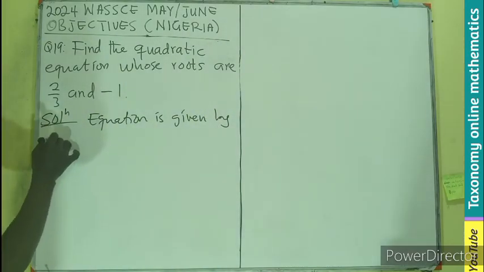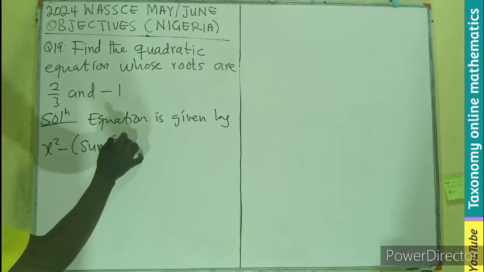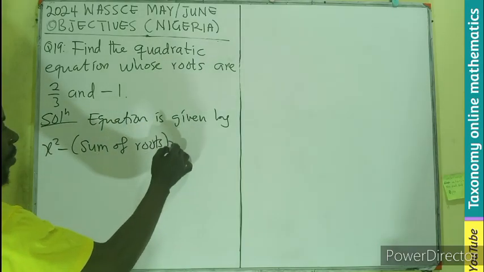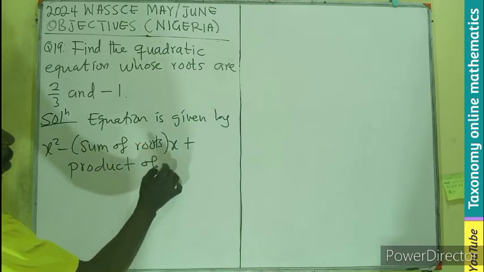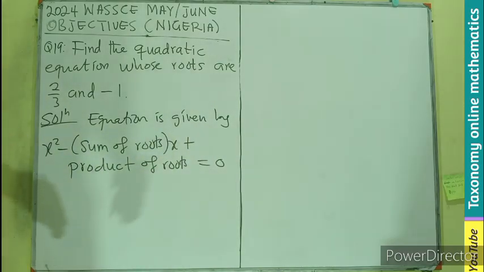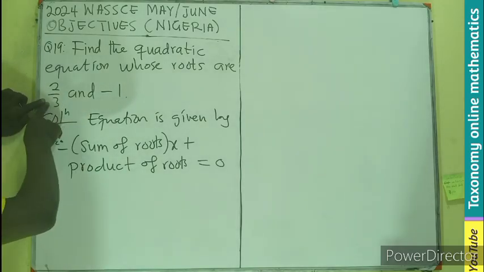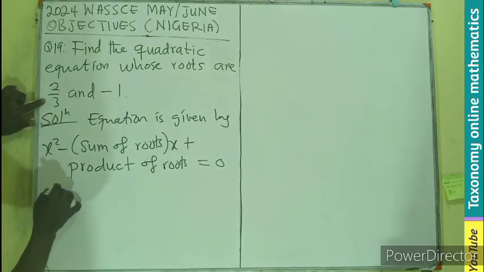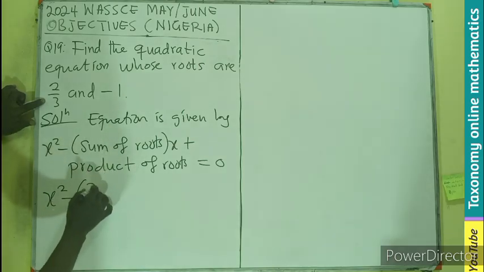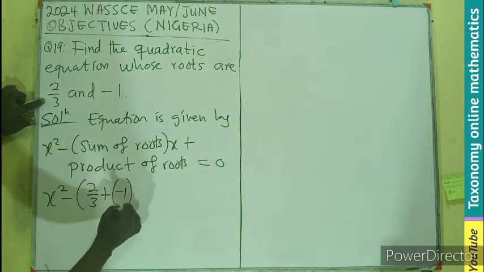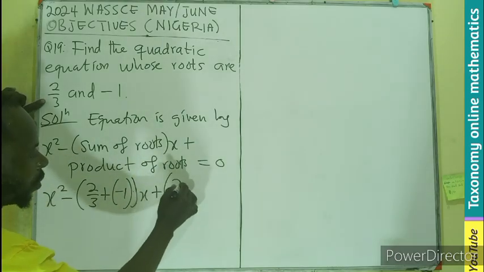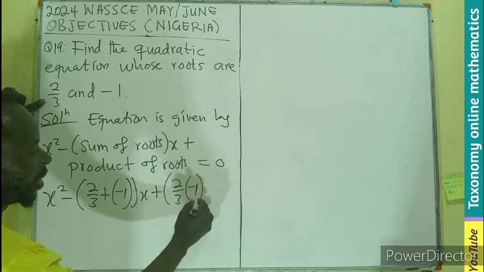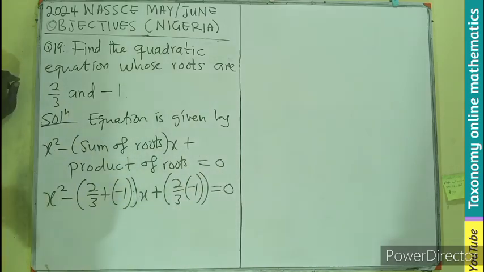x squared minus the sum of roots times x plus the product of roots equals 0. So if the roots are 2/3 and -1, we have x squared minus the sum of the roots, meaning 2/3 plus -1, times x, then plus their product, 2/3 times -1, all equals 0.